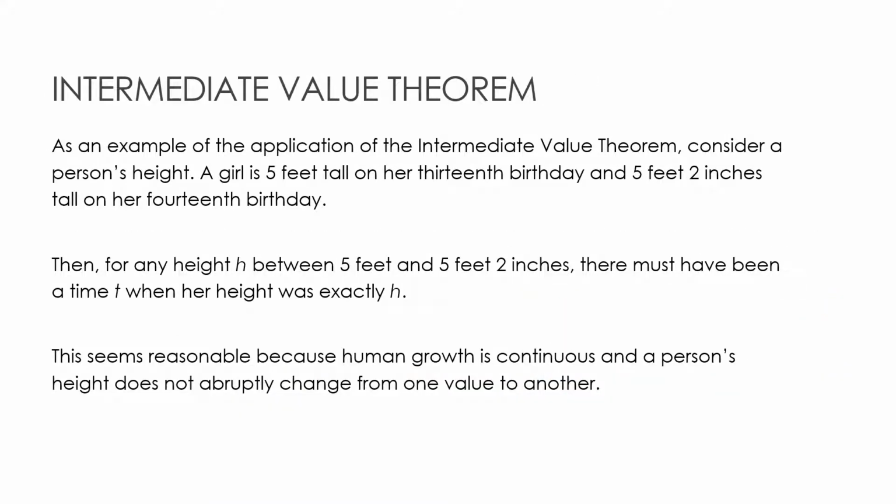So here's an example of that application. Consider a person's height. A girl is 5 feet tall on her 13th birthday and 5'2" on her 14th birthday. What does the intermediate value theorem tell us? That at some point there must have been a time when she was, say, 5'1" or 5'1½". She didn't just skip over it. She had to at some point have been that height exactly, because 5'1" is between 5 feet and 5 feet 2. You get the idea.